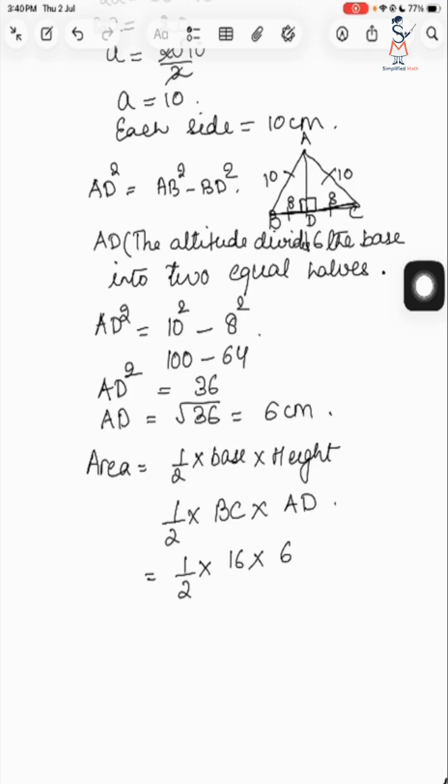Fine. So now 8 2s are 16, we can cut. 8 6s are 48. As it is the area, the unit for area is centimeter square.